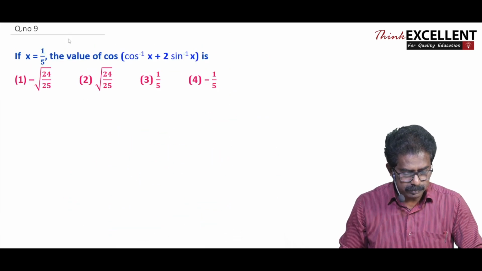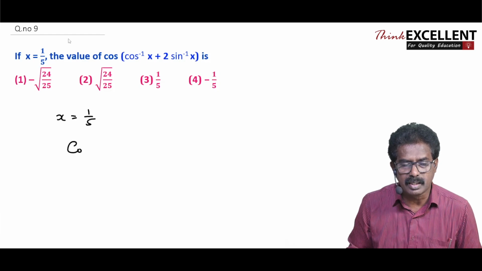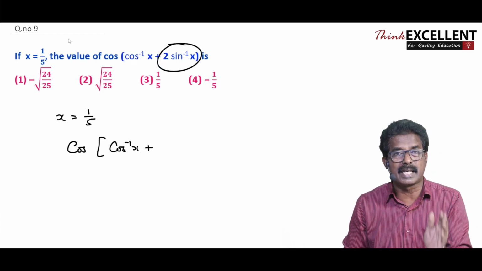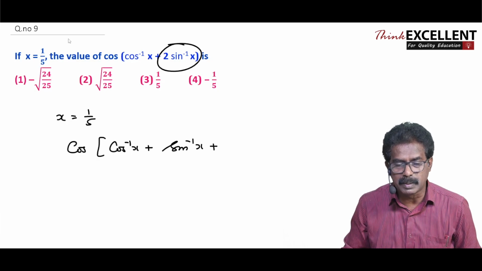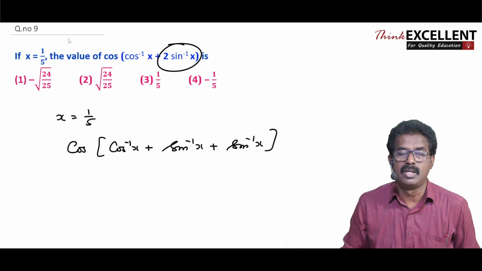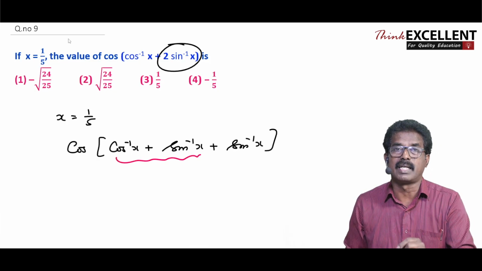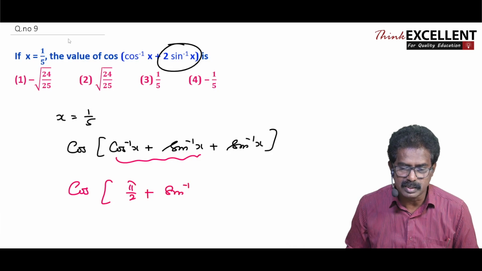Now question number 9. Very simple question. X value given. X is equal to 1 by 5. They asked to find cos inverse x plus 2 sine inverse x. 2 sine inverse x can be written as sine inverse x plus sine inverse x. Can you write like this? What's the reason? We know this part. Cos inverse x plus sine inverse x is what? Pi by 2. So you are getting cos of pi by 2 plus sine inverse x.